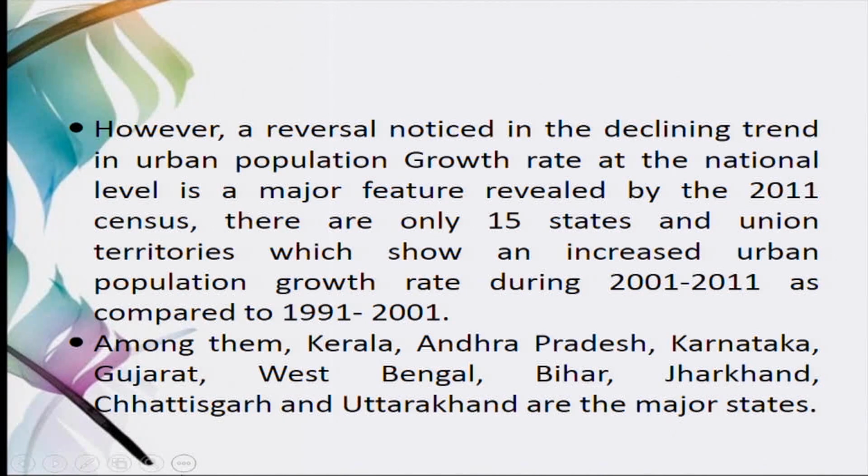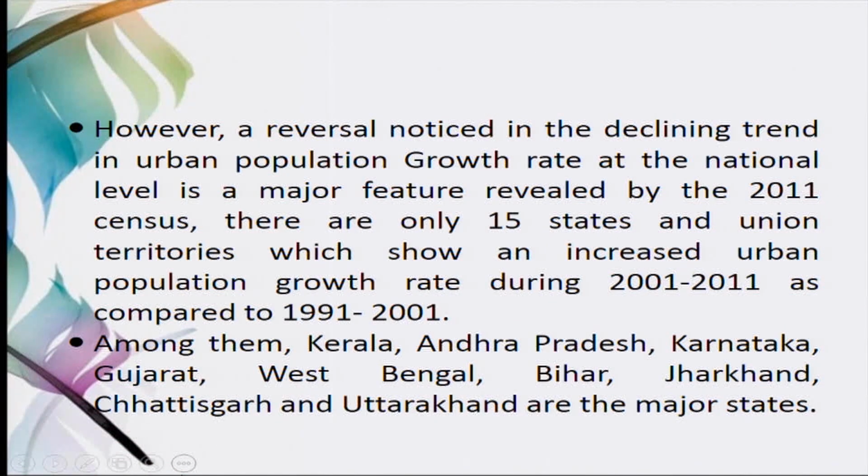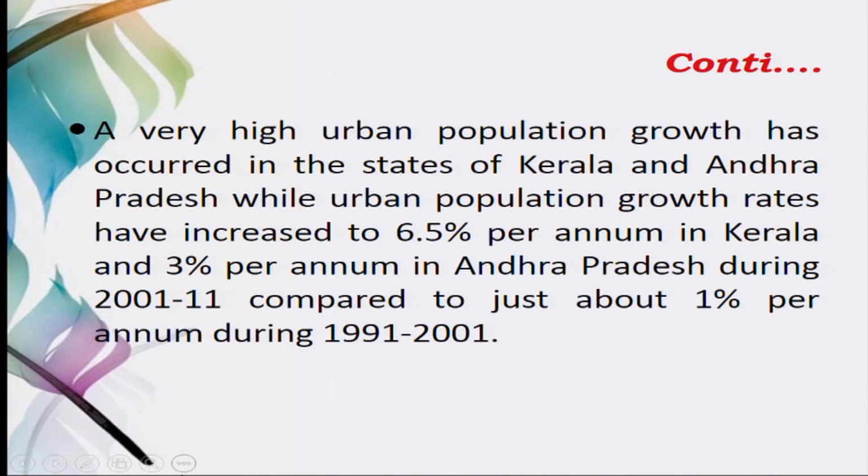There are only 15 states and union territories in our country which show an increased urban population growth rate during 2001 to 2011 as compared to 1991 to 2001. A very high urban population growth has occurred in the states of Kerala and Andhra Pradesh, where urban population growth rates have increased to 6.5% per annum in Kerala and 3% per annum in Andhra Pradesh during 2001 to 2011, compared to just about 1% per annum during 1991 to 2001.